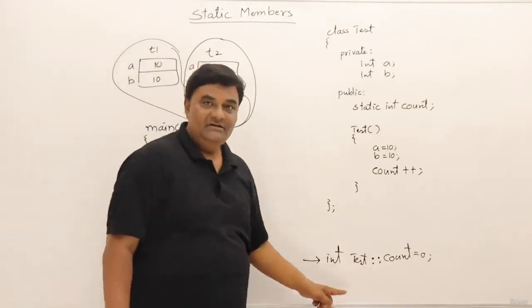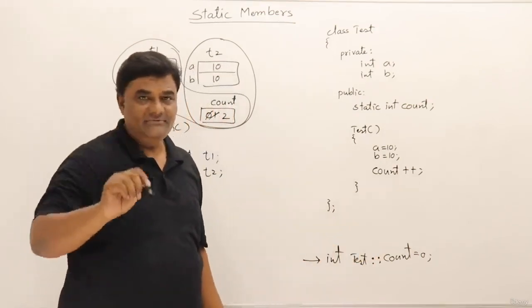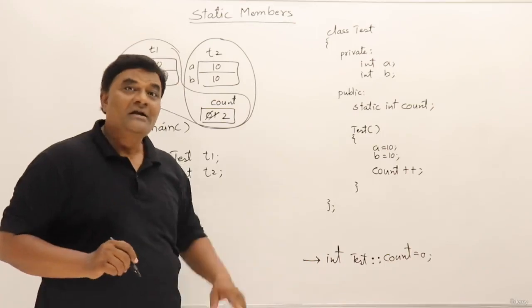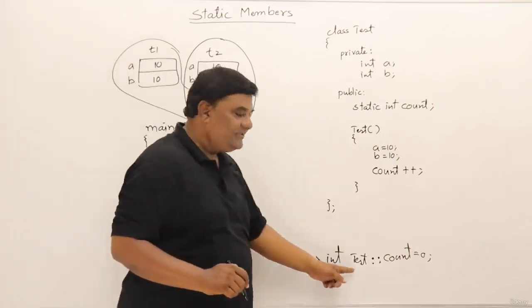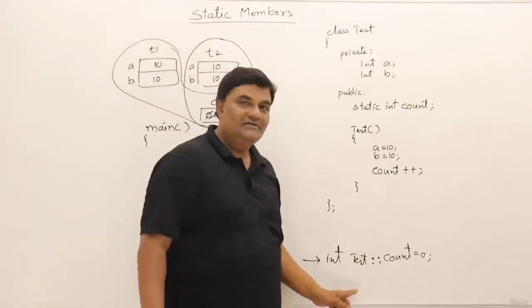So I'll give you the clear picture now. This is a global variable. A global variable is common for the whole program. There is only one variable created for the entire program. But we want this variable to be used only within this class. So scope resolution is given.